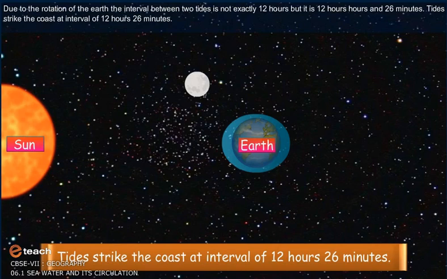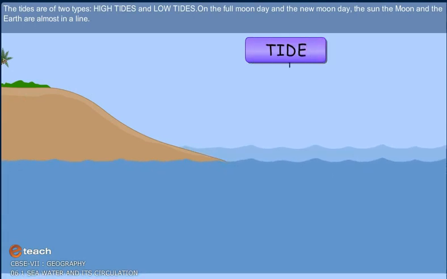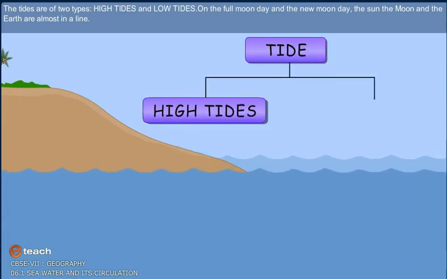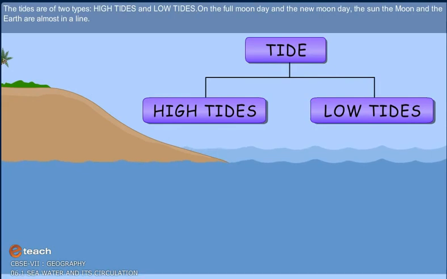Due to the rotation of the earth, the interval between two tides is not exactly 12 hours, but it is 12 hours and 26 minutes. Tides strike the coast at intervals of 12 hours 26 minutes. The tides are of two types, high tides and low tides.